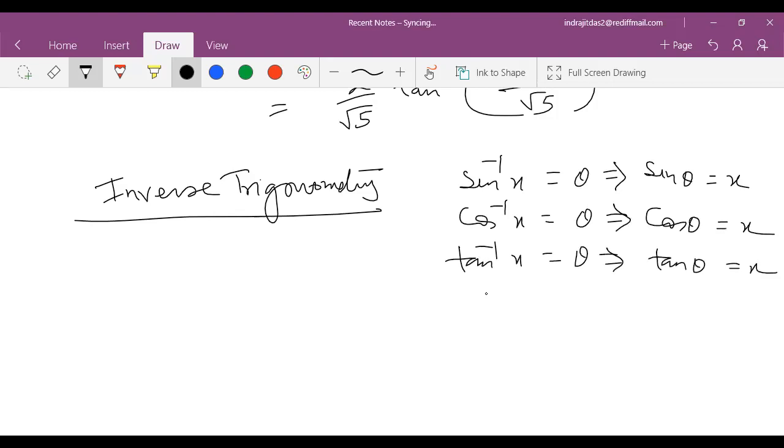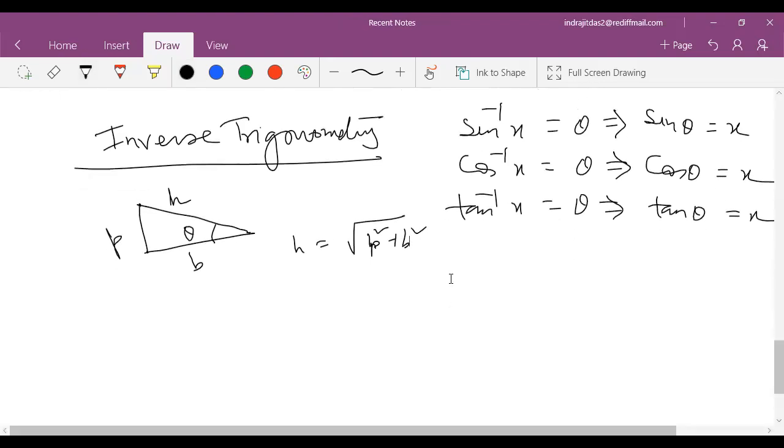One thing you remember, there is a triangular concept. If it is theta, when we say this is base, this is perpendicular, this is hypotenuse. So that hypotenuse is root over perpendicular square plus base square. So always we remember this kind of diagram to get the values of the trigonometric function. Let us take the example of inverse trigonometry.